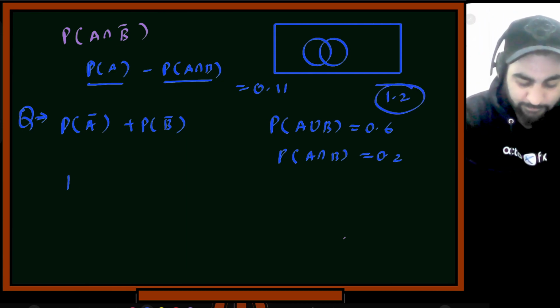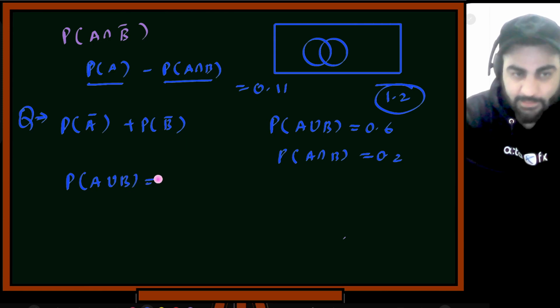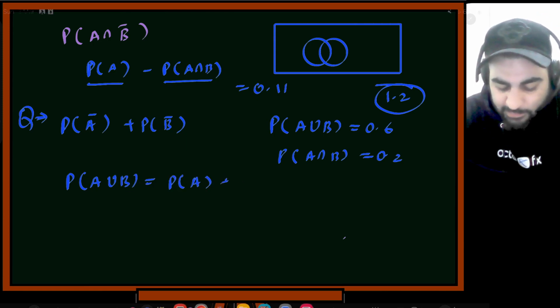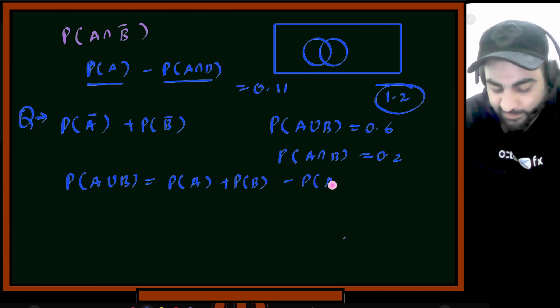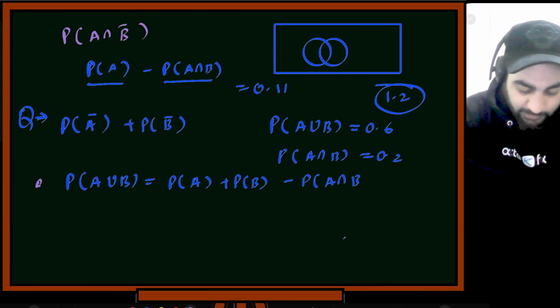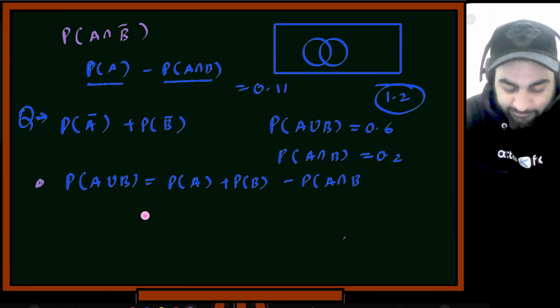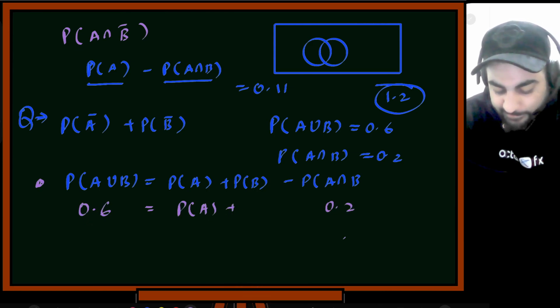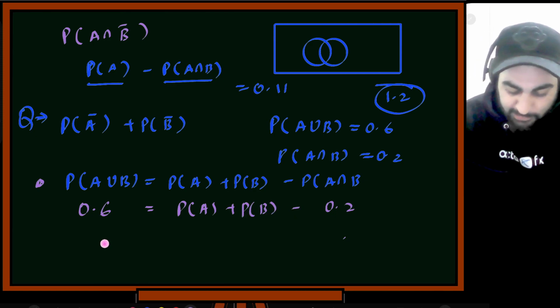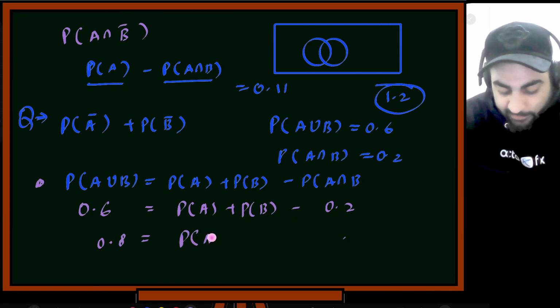Probability of A union B is simply probability of A plus probability of B minus probability of A intersection B. This means simply 0.6 is equal to probability of A plus probability of B minus 0.2. I'm just putting in the values that you are saying. So this means 0.8 is probability of A plus probability of B.